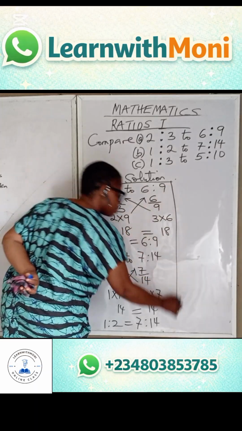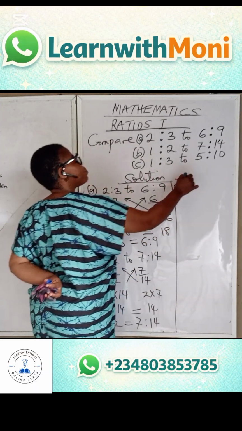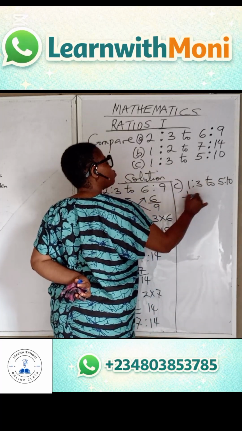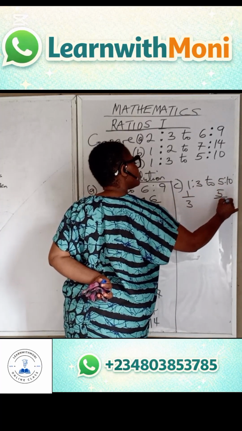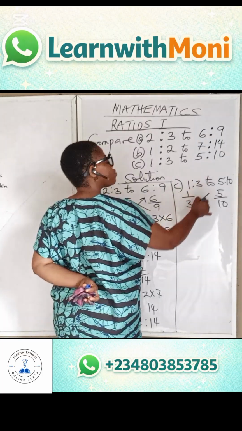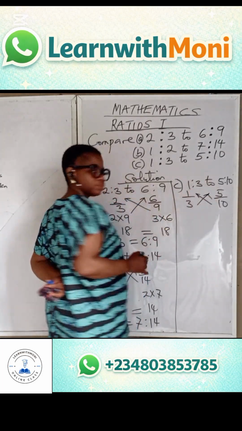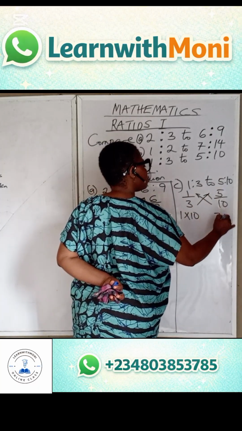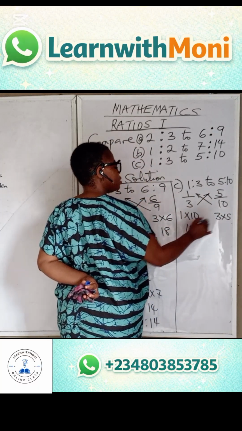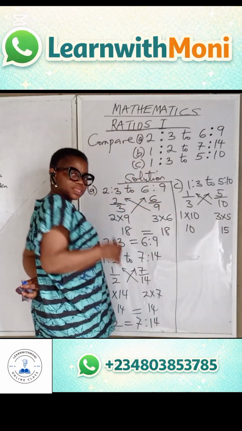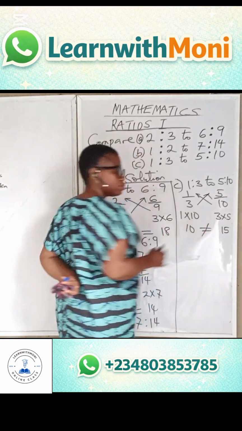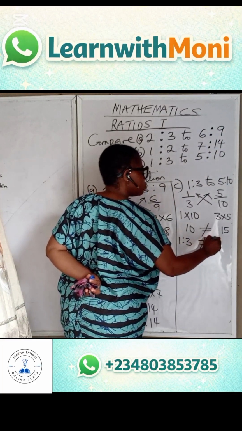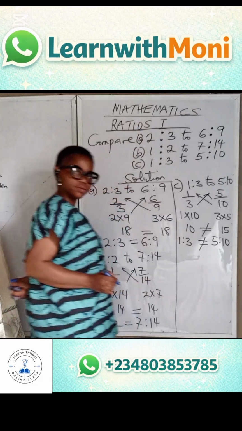Let's find for the third part, which is C. We want to compare ratio 1 to 3 to ratio 5 to 10. That is 1 over 3 and 5 over 10. To compare both of them, we have to do cross multiplication. This is 1 times 10 and 3 times 5. 1 times 10 is 10, 3 times 5 is 15. 10 is not equal to 15. That means ratio 1 to 3 is not equal to ratio 5 to 10.